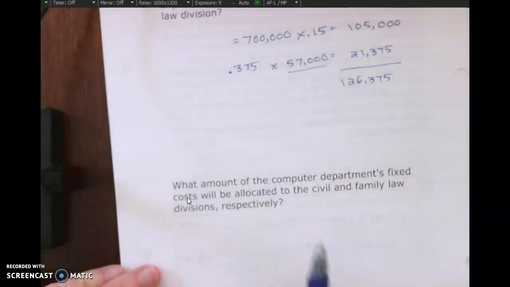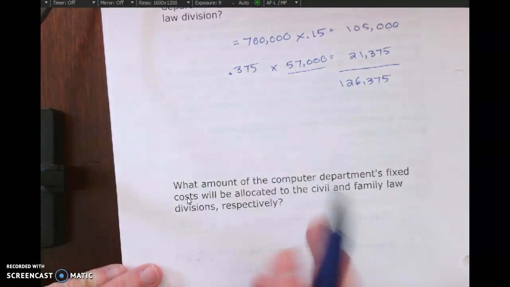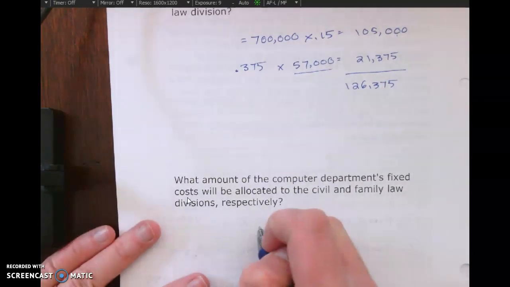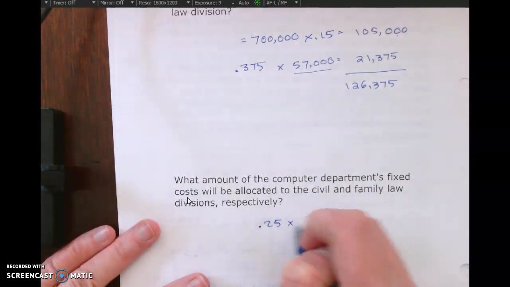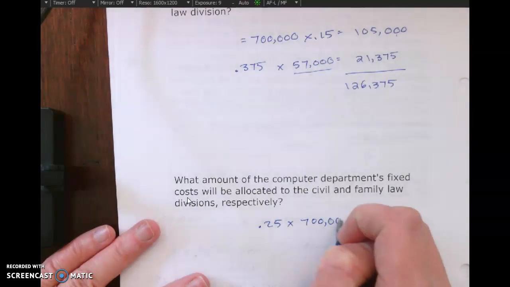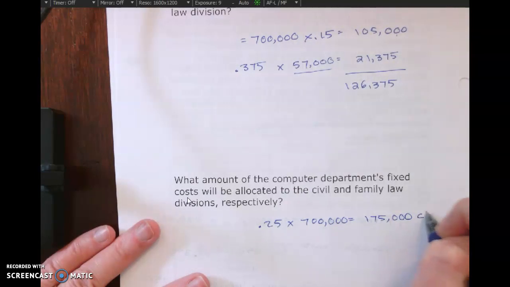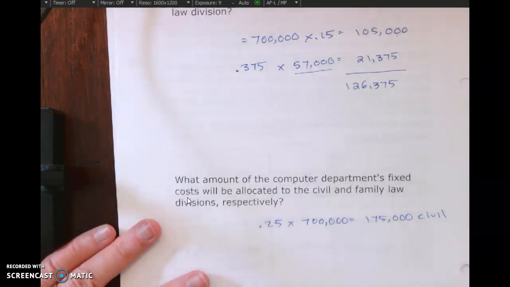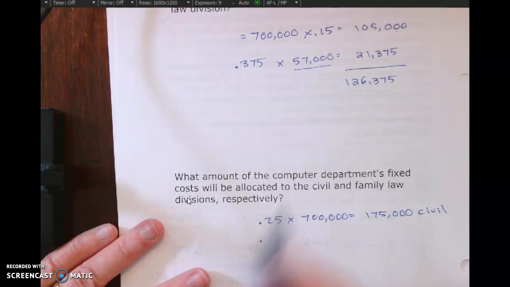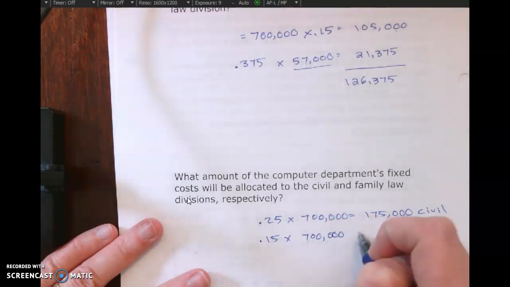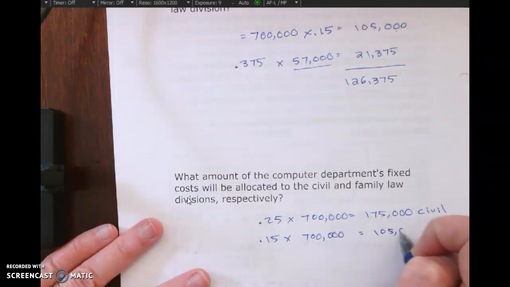Then we can look at the last one. It says, what amount of the computer department's fixed costs will be allocated to civil and family law respectively? Well, if you just look back at the percentages, it's this 25% times the 700,000 gives us our 175, which is to civil, okay, civil law. Then if you were to look up here, you can see that family law had 15% times the 700,000 gives us our 105 to family.